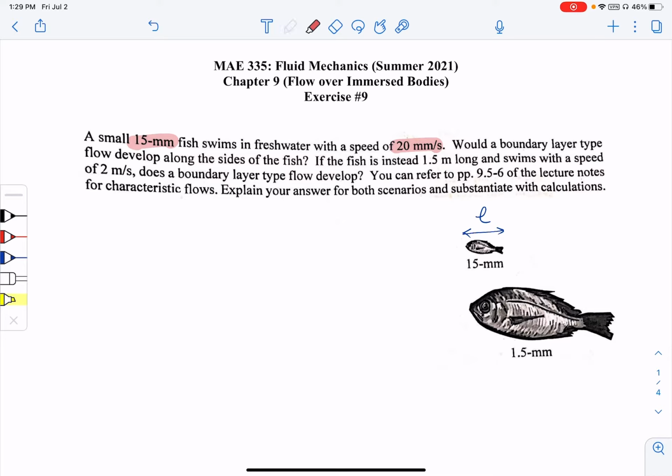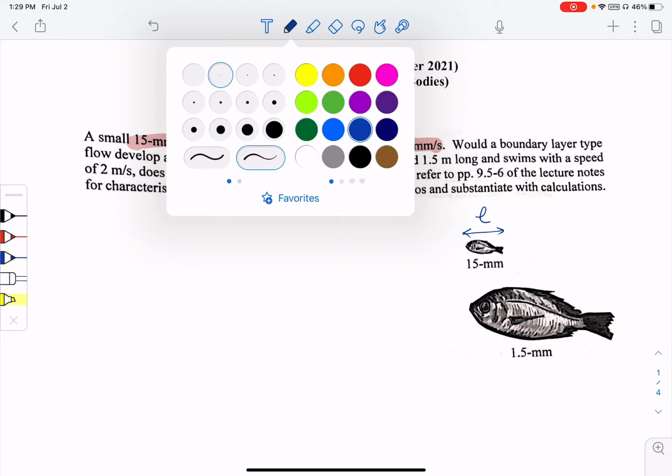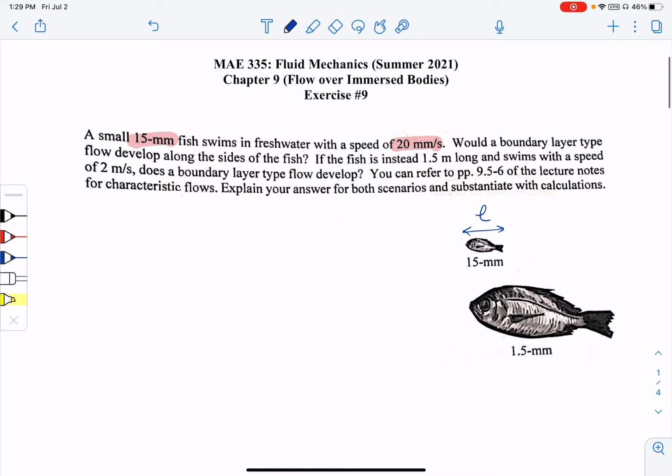Whenever we want to answer this kind of question, we always need to know what our Reynolds number is. This is the formula that we are using for the Reynolds number: Reynolds number is equal to velocity times L over nu. We know that the fluid is water, so the nu of water is 1.2 times 10 to the minus 6 meter square per second.